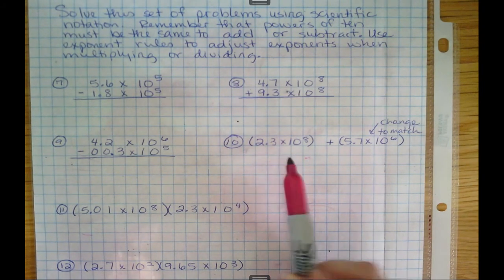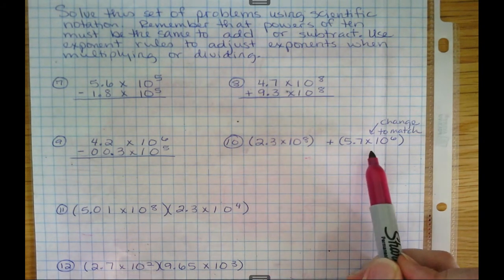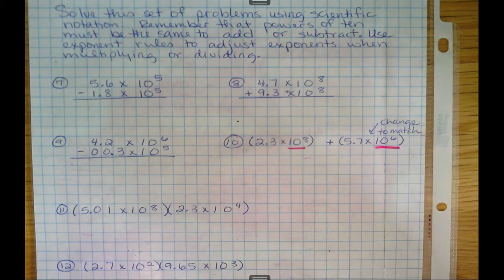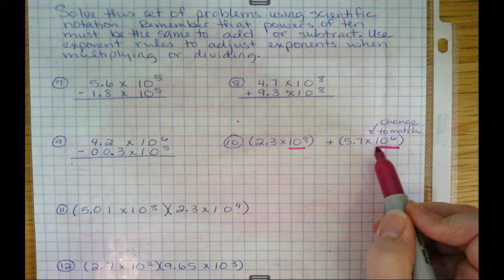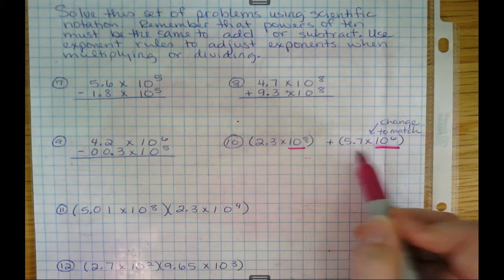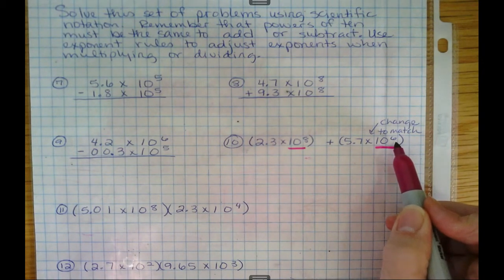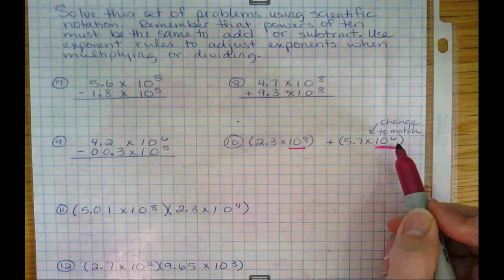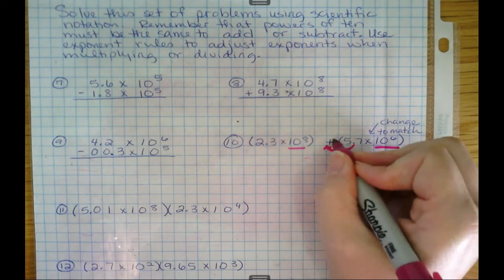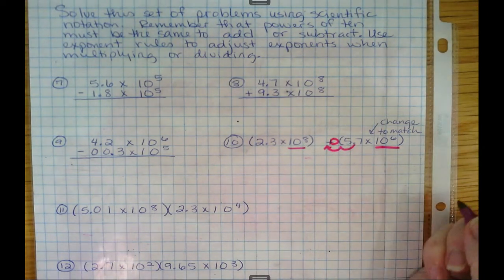On this one, we are adding 2 numbers in scientific notation, but they do not have the same power of 10. So the first thing we need to do is change this number to match the power of 10. And so I want to go from 6 to 8. That means that I need to move my decimal 2 places to the left. So this would move 1, 2. And I would fill in that empty space with a 0.